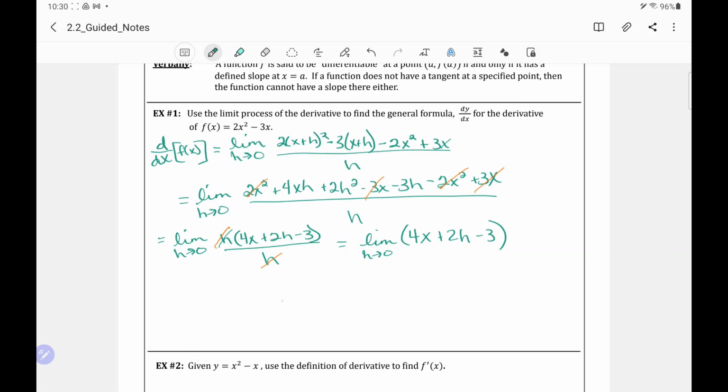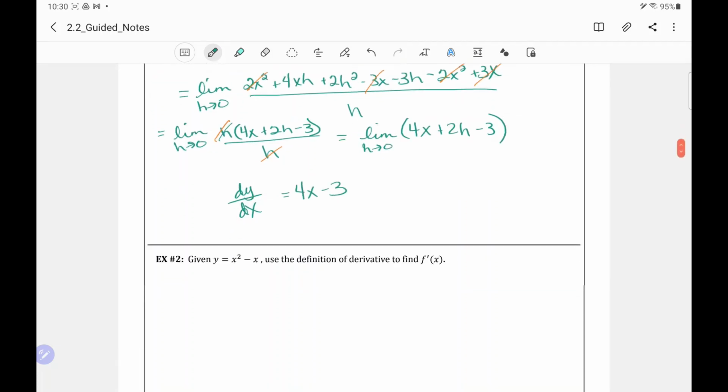Plug in your 0 and you get 4x. 2 times 0 is 0 minus 3. So 4x minus 3 is our dy dx. dy dx equals 4x minus 3. Let's come down to the next one.